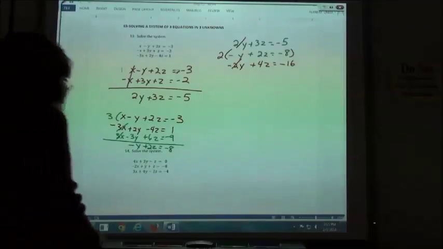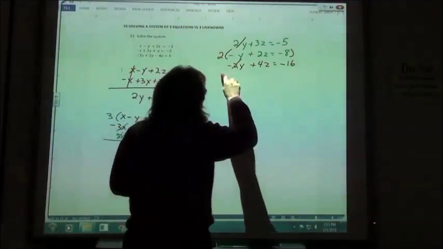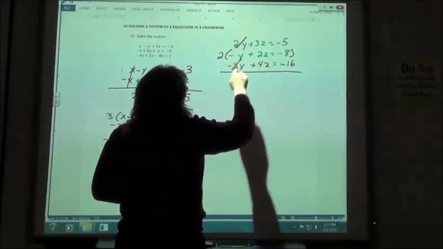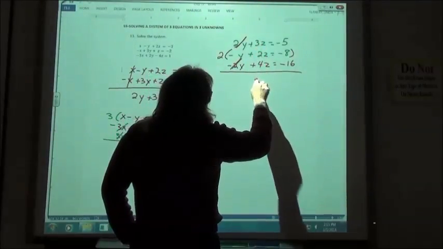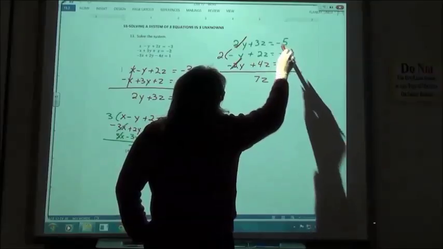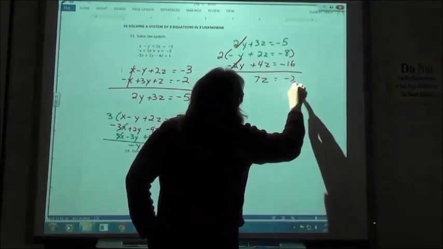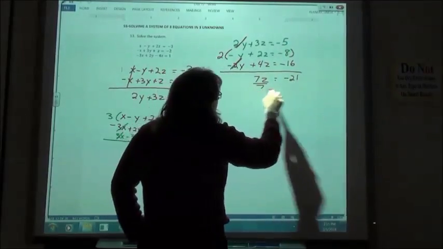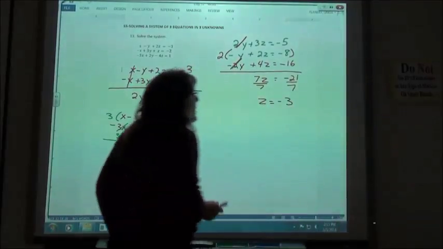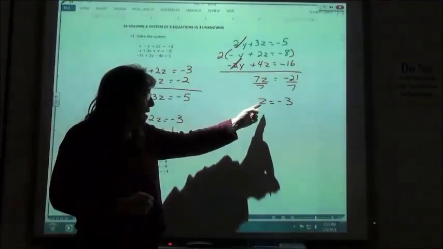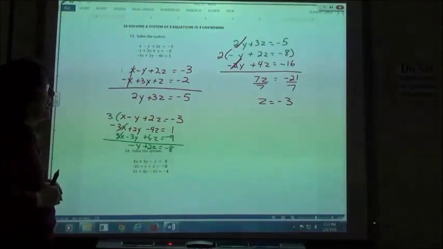All right, so when I add my 2 equations together up here, the 2y and the negative 2y cancel out. 3z plus 4z would be 7z. Negative 5 minus 16 would be negative 21. Dividing by 7, z then equals negative 3. I found z. I need to still find the x and the y.